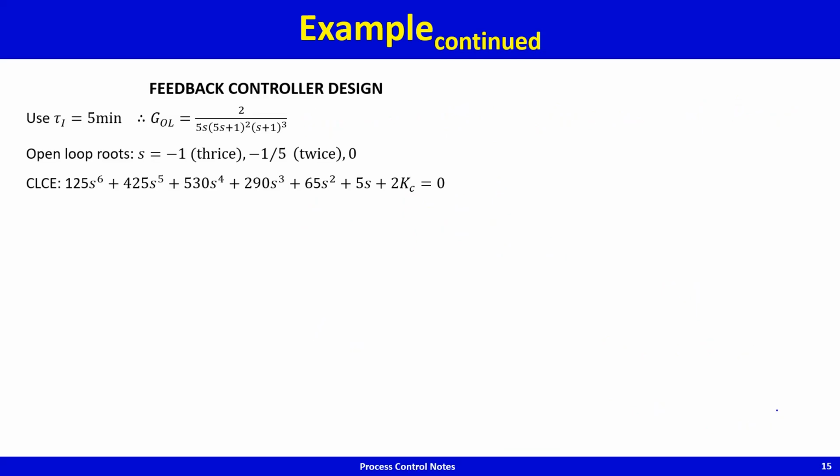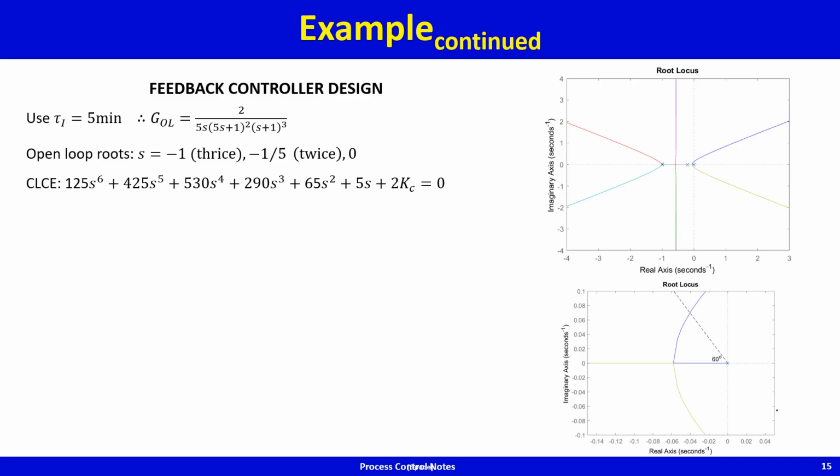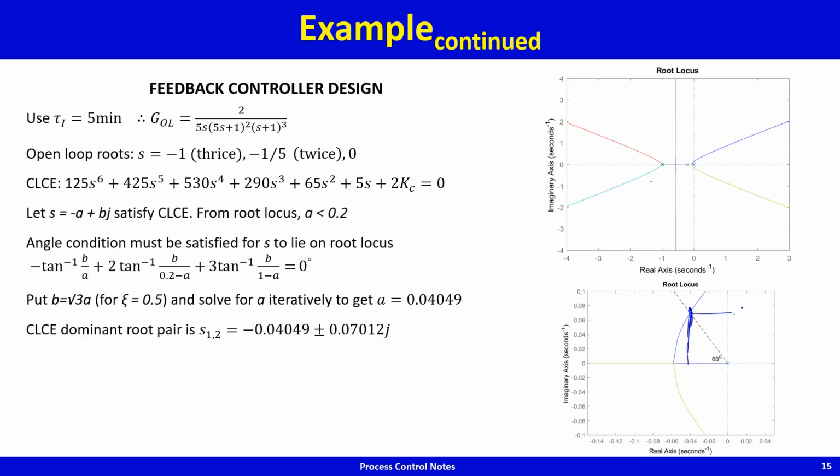So here's the root locus, and if you look at a zoomed in view, this is the root that we are looking for at 60 degrees, and at this root the angle condition must be satisfied. Here I have put in s naught equal to minus a plus bj, and then we put b equal to square root 3a so that the closed loop damping coefficient is 0.5, and solve the angle condition iteratively for a to get a as shown here.